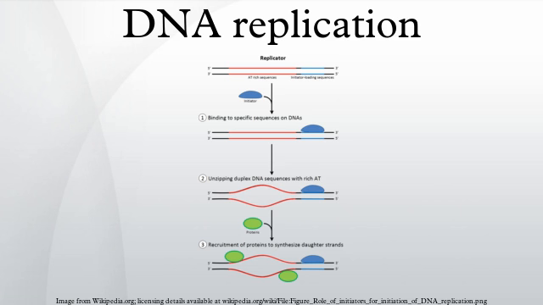Clamp loading proteins are used to initially load the clamp, recognizing the junction between template and RNA primers.